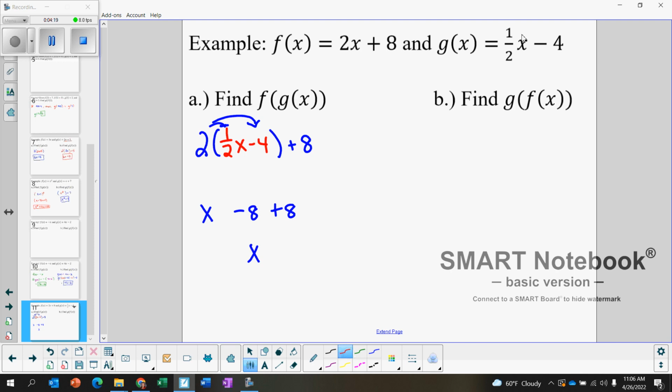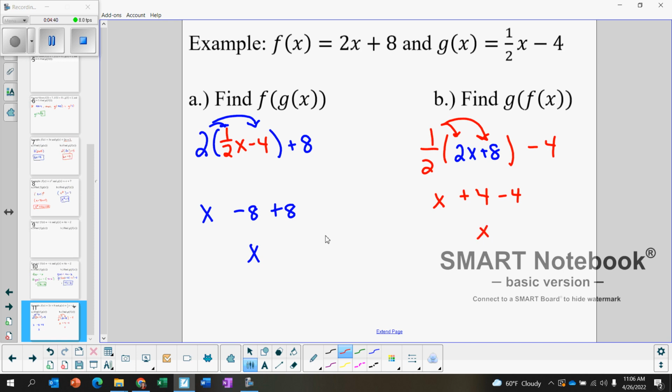For the other one, g of f of x, I'm going to start with g of x. So 1/2, big parentheses for x, minus 4. And let's plug f inside. And again, I'll distribute the 1/2. So half of 2x is x. Half of 8 is 4. Bring down the minus 4. These cancel. I'm left with just x.